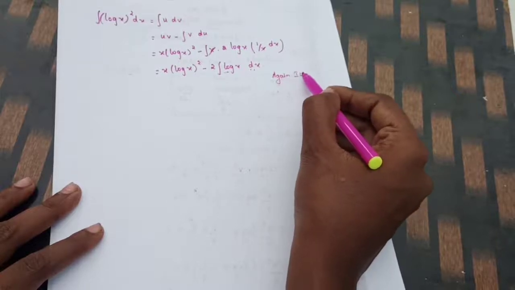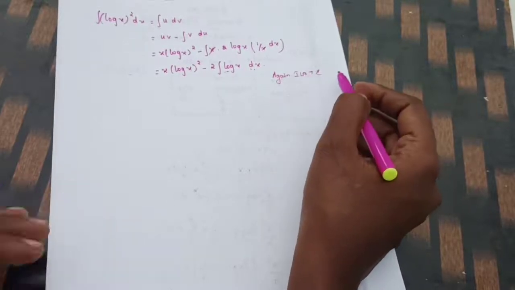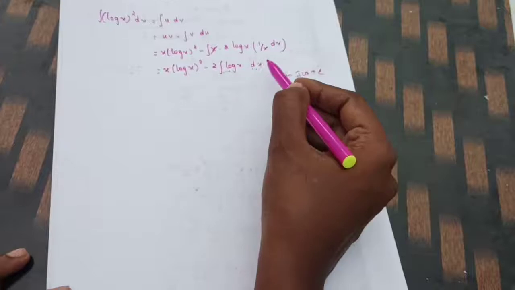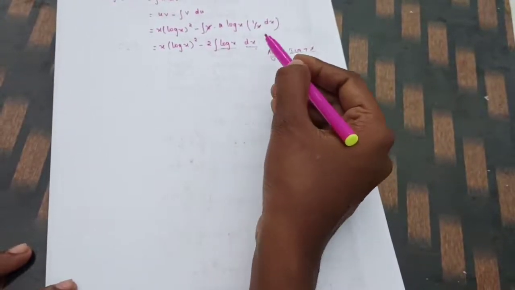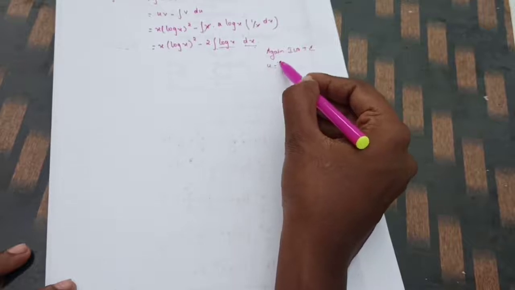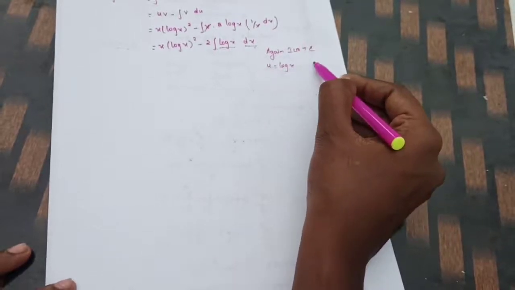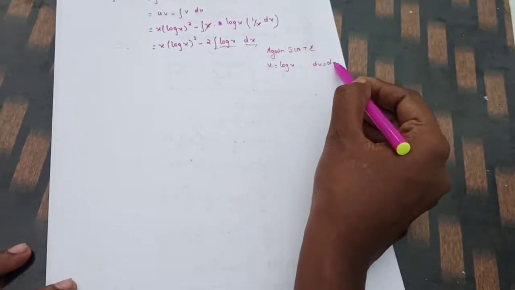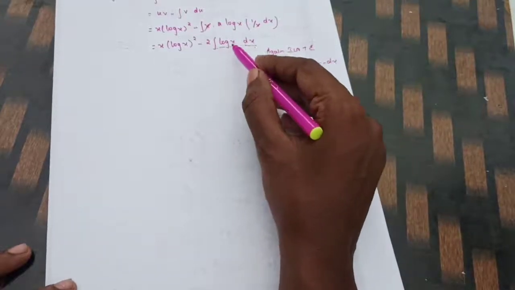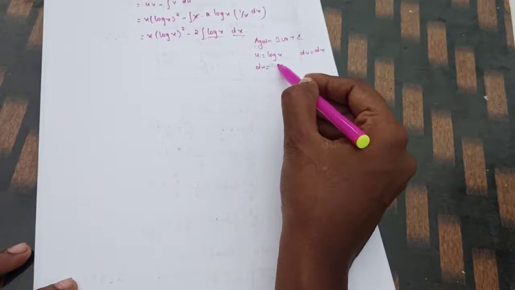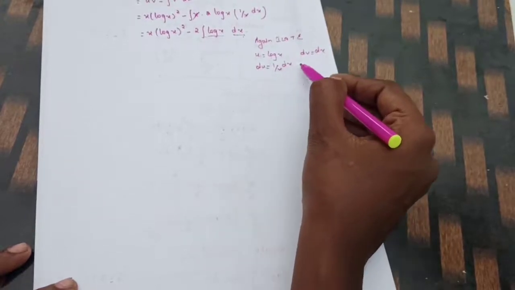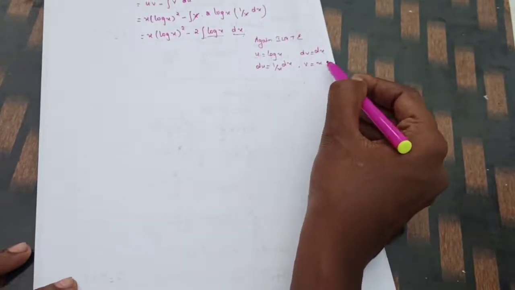For your easier understanding, I am giving the notes like this. Again you are going to put ILATE here for this. So here one logarithmic function, one algebraic function. So what's the u value here? u is log x, dv is dx. Why? Have you understood? Inside the integration again two functions. So du, what's the value? 1 by x dx. dv, integrating, v equal to x.